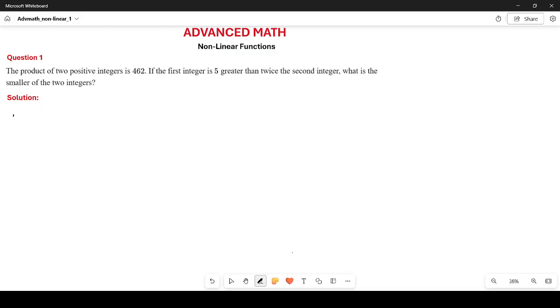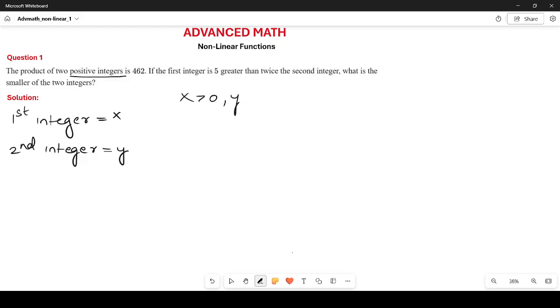So I am taking the first integer as some x and the second integer as y. Also it's given that those two integers are positive, so I can say x and y are greater than 0. So the first condition is the product of these two numbers is 462, so I can write x times y equal to 462.